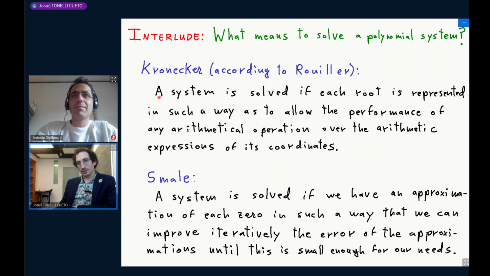Then a version of this by Ismail is a little different. A system is solved if we have an approximation of its zero in such a way that we can iteratively improve the error of the approximation until it is small enough for our needs. In other words, we have a solution, and by some iterative process, we are able to refine this approximation as much as we need for whatever we want to use the roots for. So in Kronecker's philosophy we require exactness. Here we don't require exactness, but we require that we can make our approximation as precise as we want.